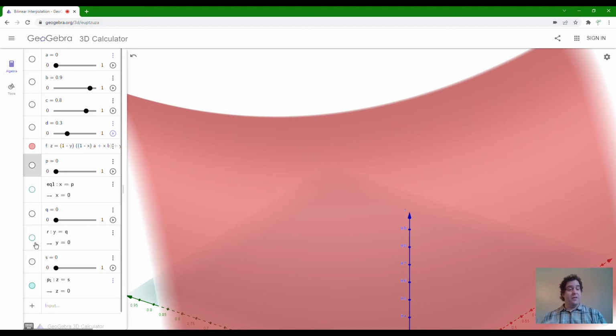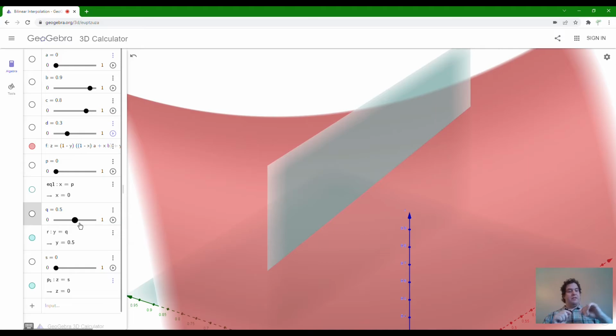The same thing if we wind up taking cross-sections across the square, cross-sections with a fixed value of y. We see that each of these is linear. We are linearly interpolating the value of alpha across the square.